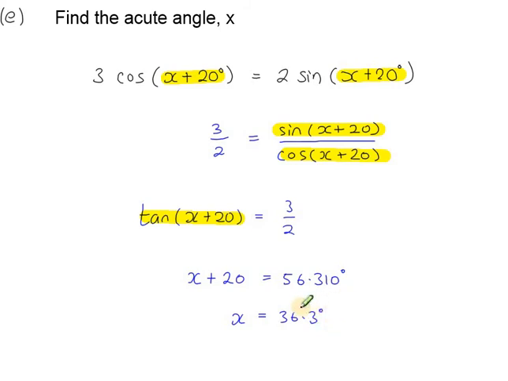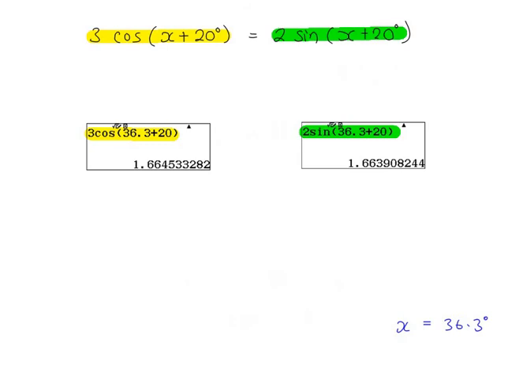I'm going to substitute this back into here and here to see if the equation balances. And I've done that here. So 3 cos x plus 20 is here, where x is 36.3, and we get this value. On the right hand side, 2 sine x plus 20, where x again is this value, gives us this, and it's the same exact value. So the equation balances for this angle.